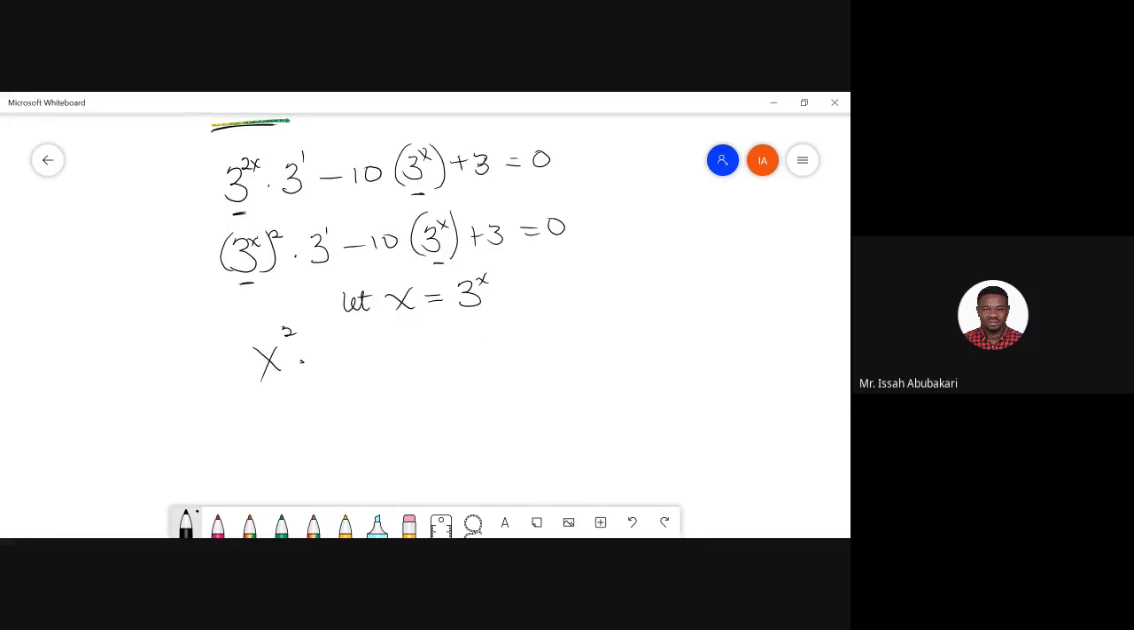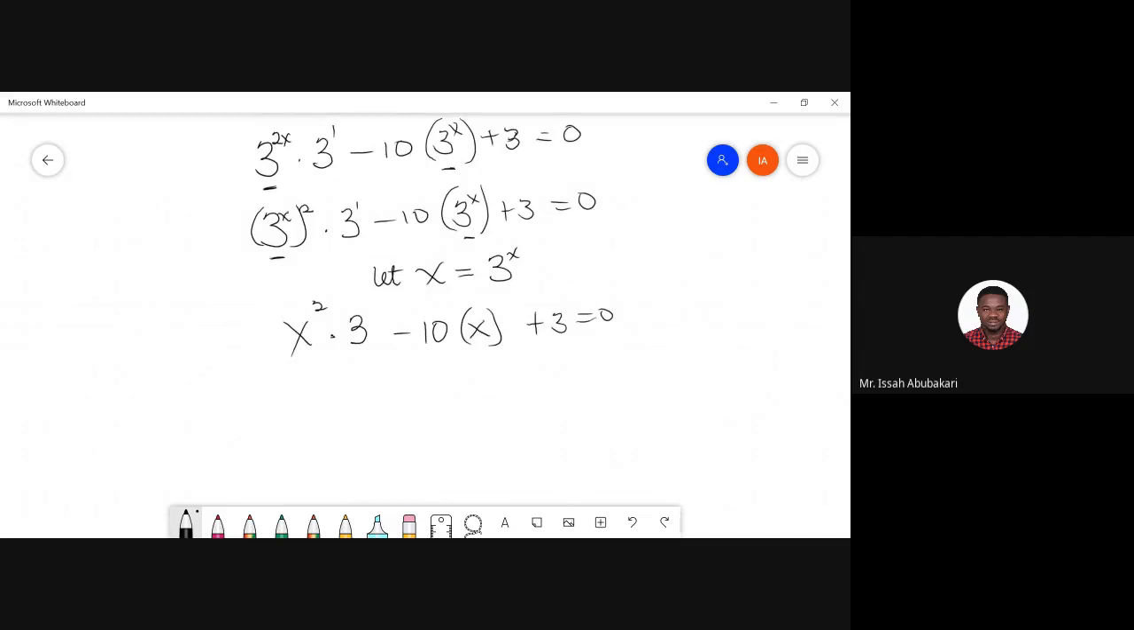3 to the power 1 is what? 3. We know that. Minus 10 times x, because 3 exponent x is x, plus 3 is equal to 0. Now we have this one. We can multiply and we get 3x exponent 2 minus 10x plus 3 is equal to 0. We have a quadratic again. Then we solve the quadratic.